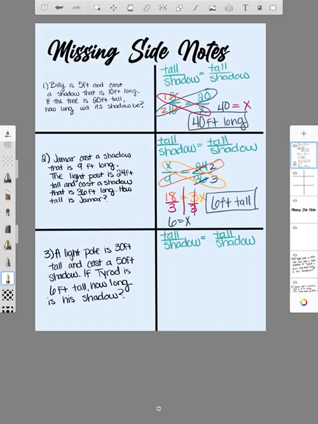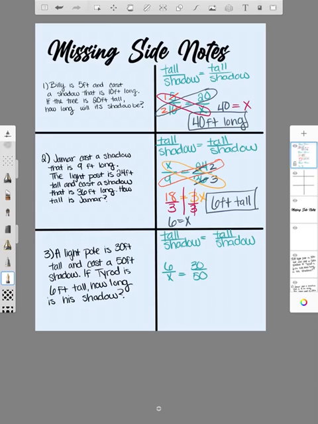On the first fraction, let's talk about Tyrod. And on the second fraction, I'm going to talk about the light pole. So the information we have on Tyrod is 6 feet tall, so I'm going to put that in the numerator spot. And we don't know how long his shadow is, so we're going to put a variable down there for the shadow. Now for the light pole, it says the light pole is 30 feet tall, and it casts a 50-foot shadow.